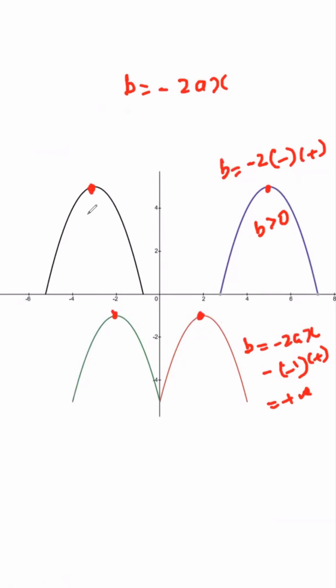Okay, now look here. The same formula, negative 2ax. So B is negative 2 times A, which will be negative here because the parabola is downwards, and X will also be negative because it is on the left hand side. So three negatives will make this negative. So B is negative for this one. Same here, negative for this one.